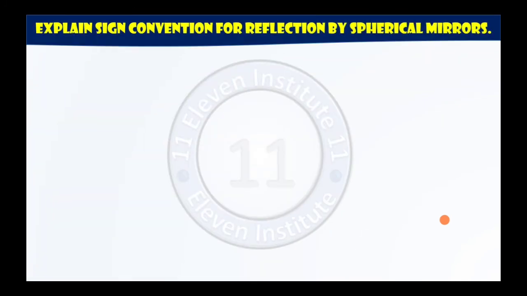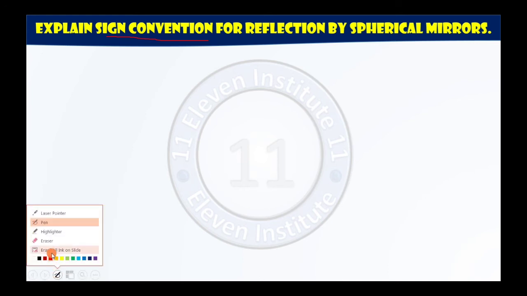Sign convention for reflection by spherical mirrors. This is a very important topic. You have to understand this in order to solve the sums. If you are not good at applying sign convention for spherical mirrors, you would not get your answers correct as you solve the numericals of this chapter. So sign convention is very important, and at the same time it is very easy also.